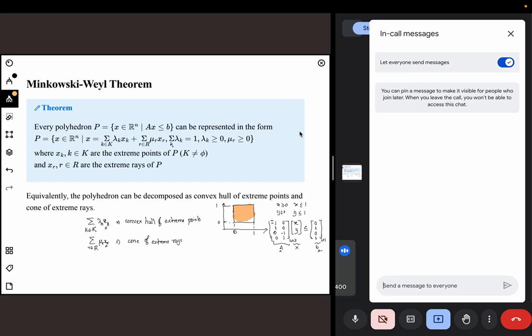This is my region that I want to specify. This is my bounded region, so I do not have any extreme rays. But what are my extreme points? My extreme points are these points, because if I try to express them otherwise, I have to go outside the domain. So I can always say that these are my extreme points: (0, 0), (0, 1), (1, 0), and (1, 1).